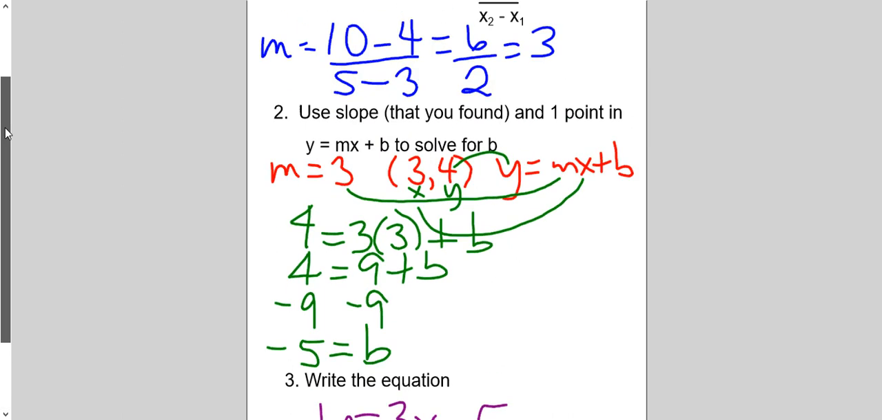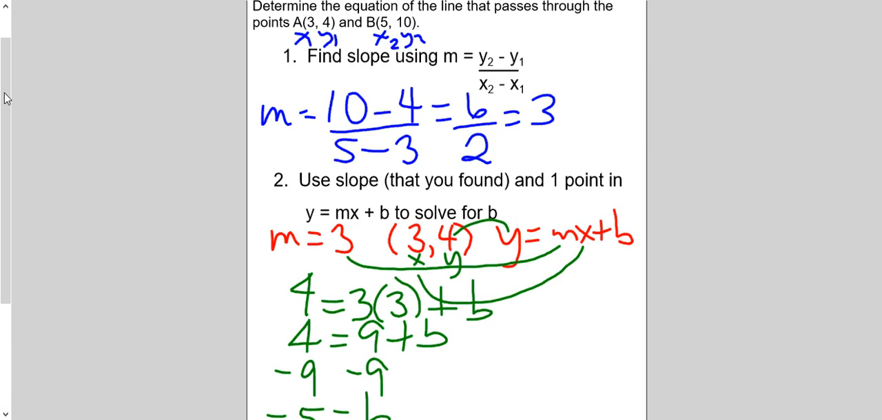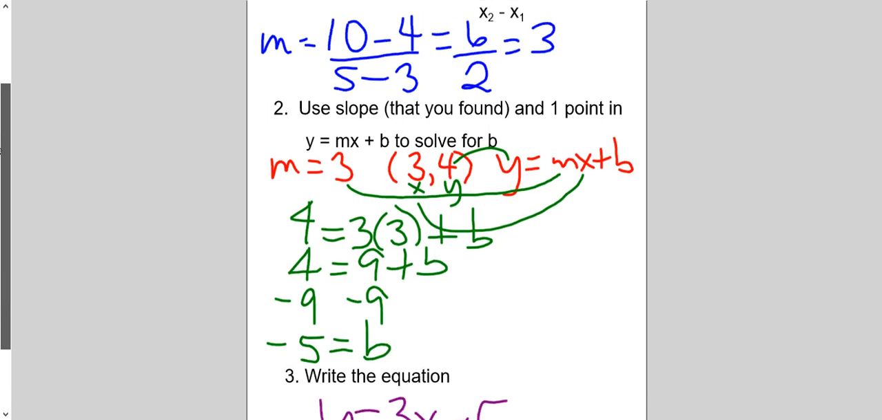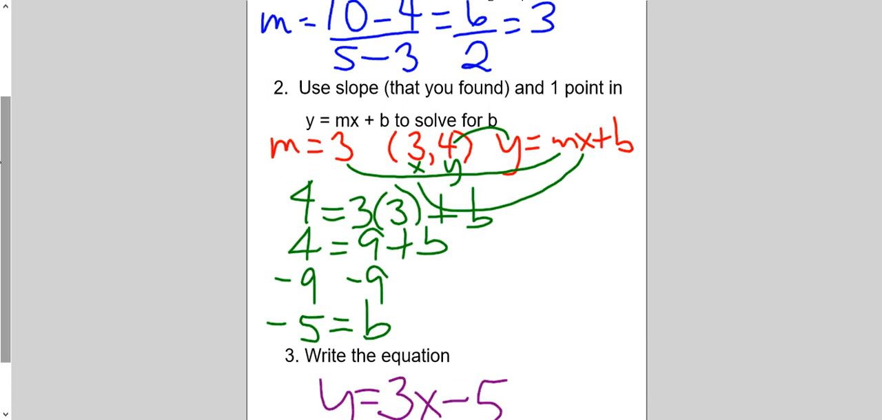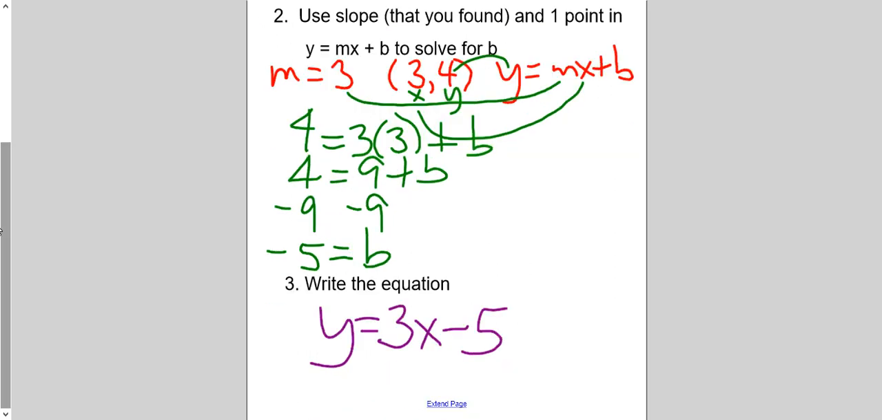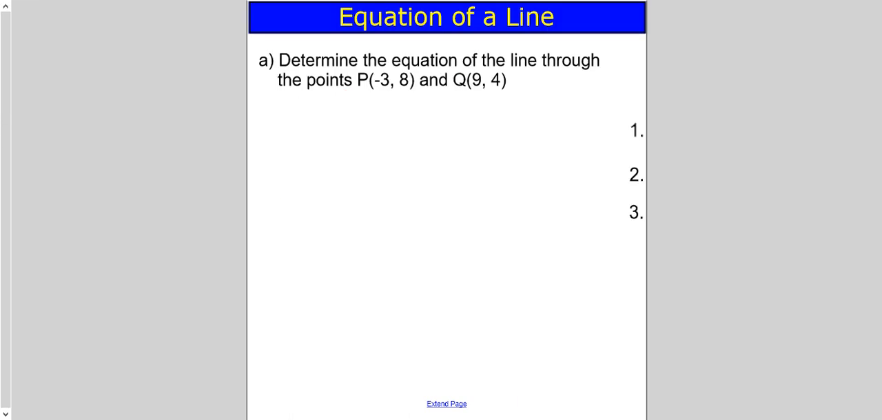All right, so let me just kind of scroll back up here. So first, find your slope using your slope formula. Second, taking your slope and 1 point, it does not matter which one you pick, sub it into y equals mx plus b and solve for b. And then third, write the equation. All right, here's another example. Why don't you pause the video and give it a try on your own and then come back and see if you've done it properly.